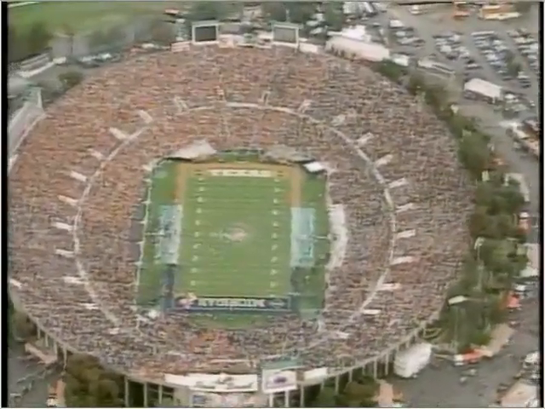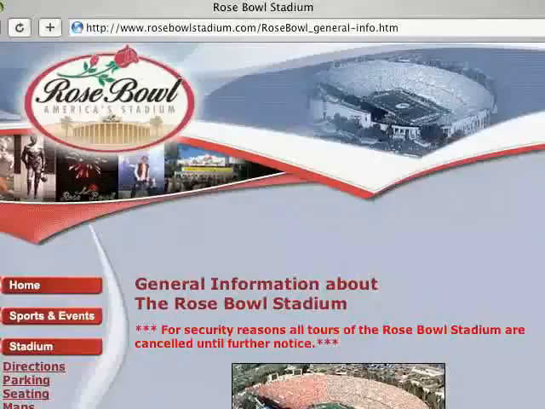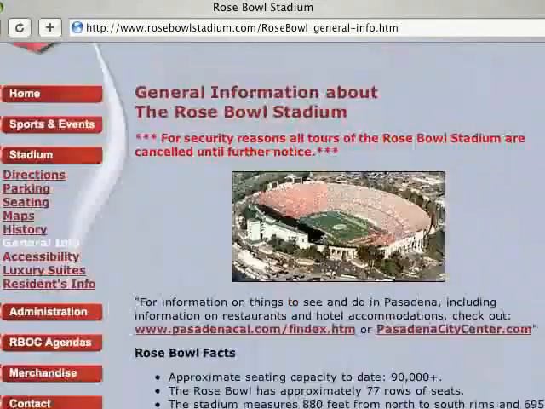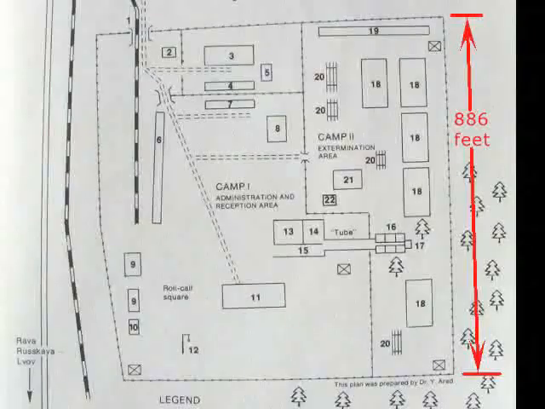This is footage of the 2005 Rose Bowl game in Pasadena, California. If we go to the Rose Bowl website, we see that the stadium holds 90,000 plus. And the length of the stadium from rim to rim is 880 feet, which happens to be nearly the same as a side of the Belzec camp.